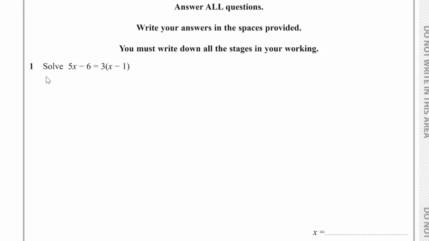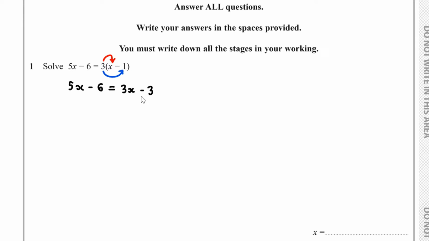Question number 1. We have to solve 5x minus 6 equals 3 lots of x minus 1. Well, first thing we can do is expand the brackets on the right hand side. Currently on the left hand side we have 5x minus 6, and if we expand the brackets on the right hand side, 3 times x gives 3x, and 3 times minus 1 gives minus 3. So we have 5x minus 6 equals 3x minus 3.